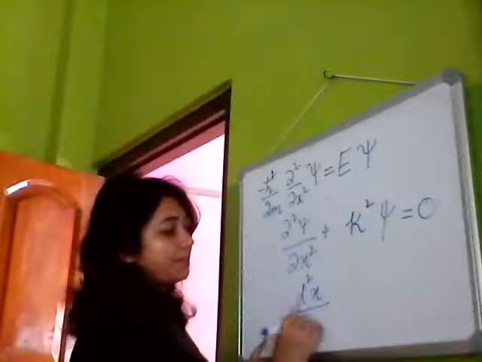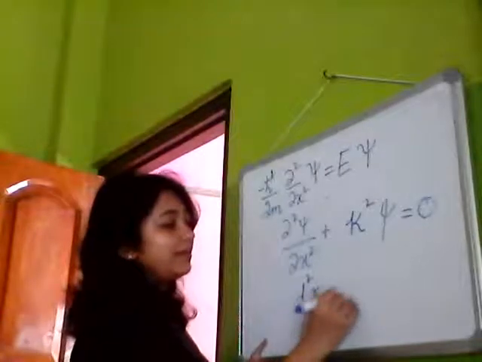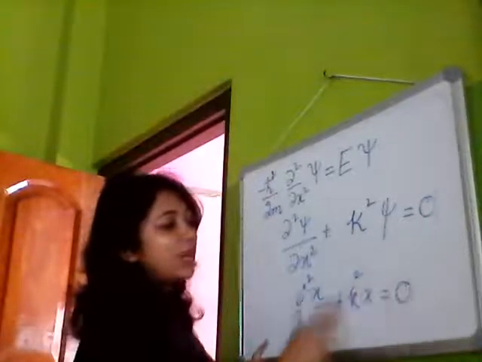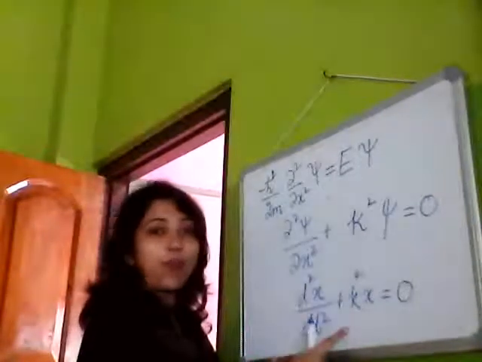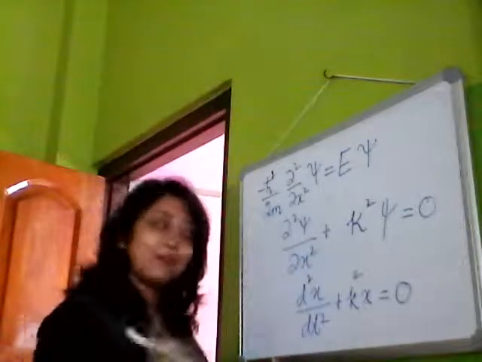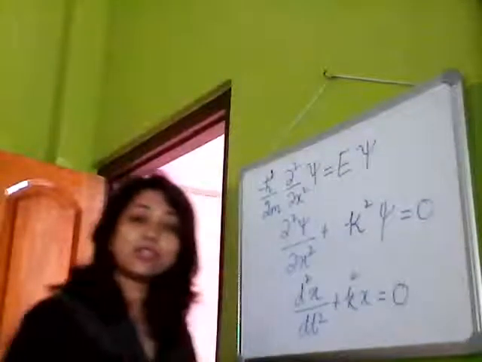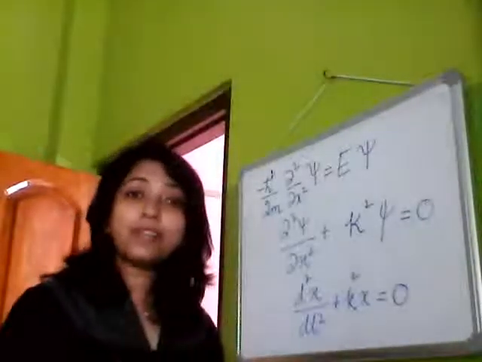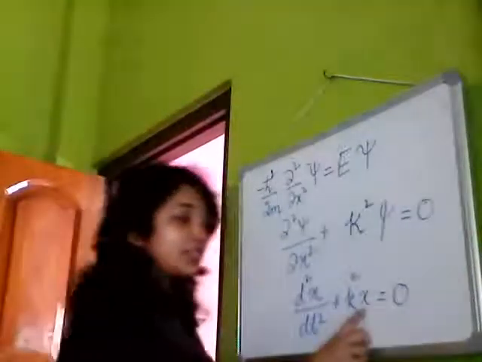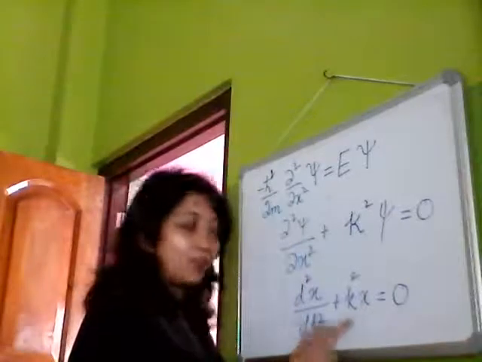d2x/dt square plus k square x is equal to 0. Doesn't the form of this equation look just the same as this equation? And remember, what is this? This is the equation of motion for a simple harmonic oscillator, where when I want to know how the position is changing with time, I solve this equation.